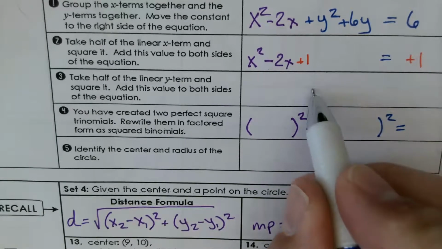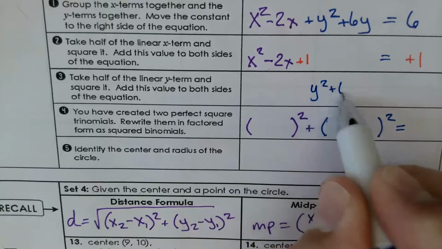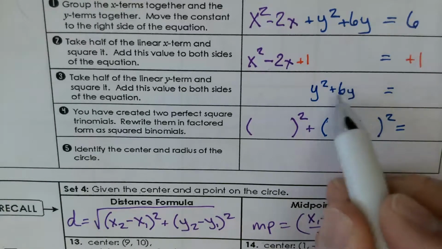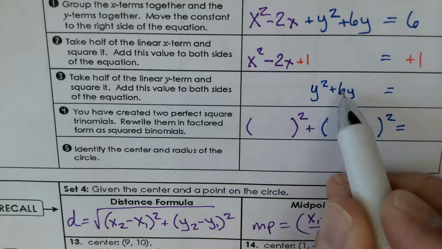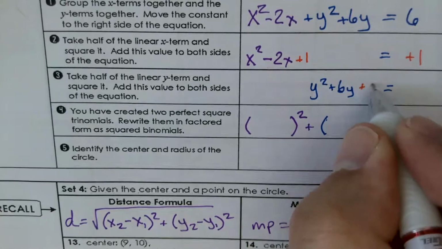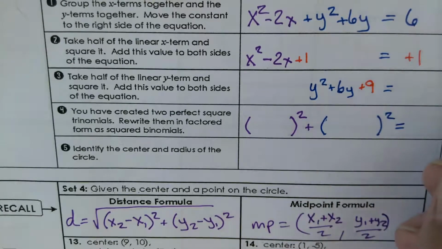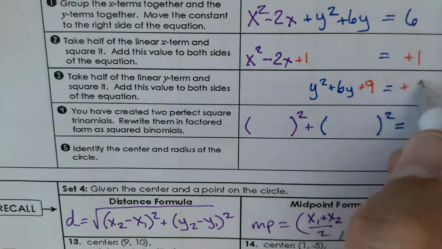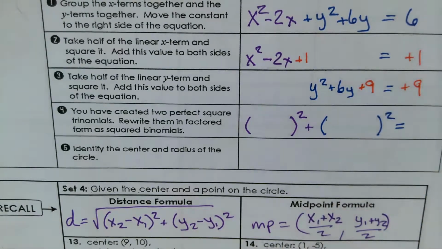And then for the y, I'm going to do the same thing. I've got y squared plus 6y. Since this is supposed to be double, I'll cut that in half, which is 3, and then square it to make the last part, which is plus 9. And if I add that to the left side, I also add it to the right side.